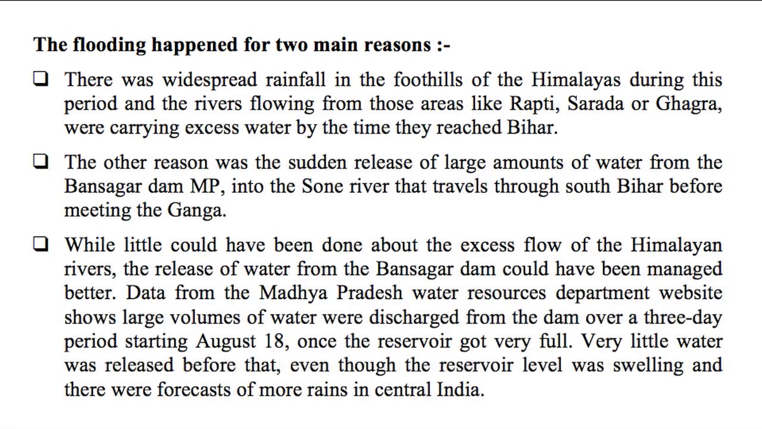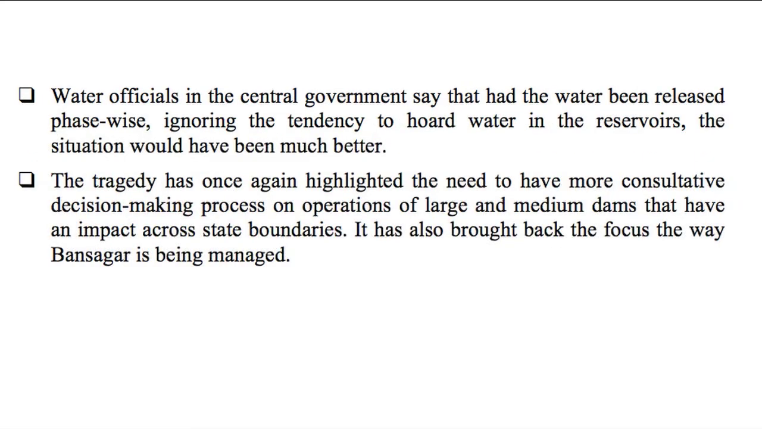Data from the Madhya Pradesh Water Resource Department website shows large volumes of water were discharged from the dam over a 3-day period starting 18th August, when the reservoir got very full. Very little water was released before that, even though the reservoir level was swelling and there were forecasts of more rains in central India. Water officials in the central government say that had the water been released phase-wise, ignoring the tendency to hoard water in the reservoirs, the situation could have been well managed.